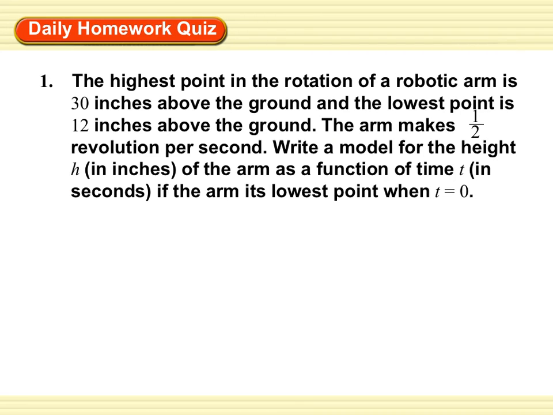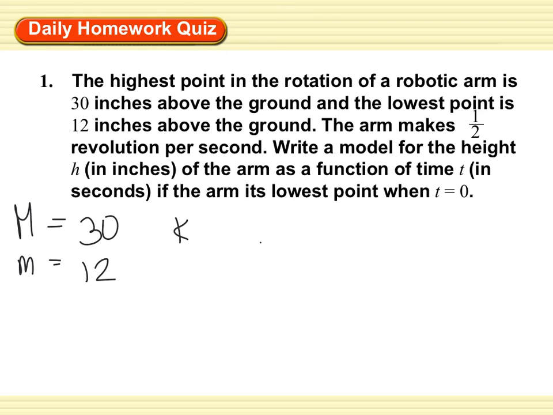All right. The highest point in the rotation of a robotic arm is 30 inches above the ground, and the lowest point is 12 inches above the ground. The arm makes a half a revolution per second. Write a model for the height h in inches of the arm as a function of time if the arm is at its lowest point when t equals 0. So let's see. Our maximum is 30 inches above the ground. Our minimum is 12 inches above the ground.